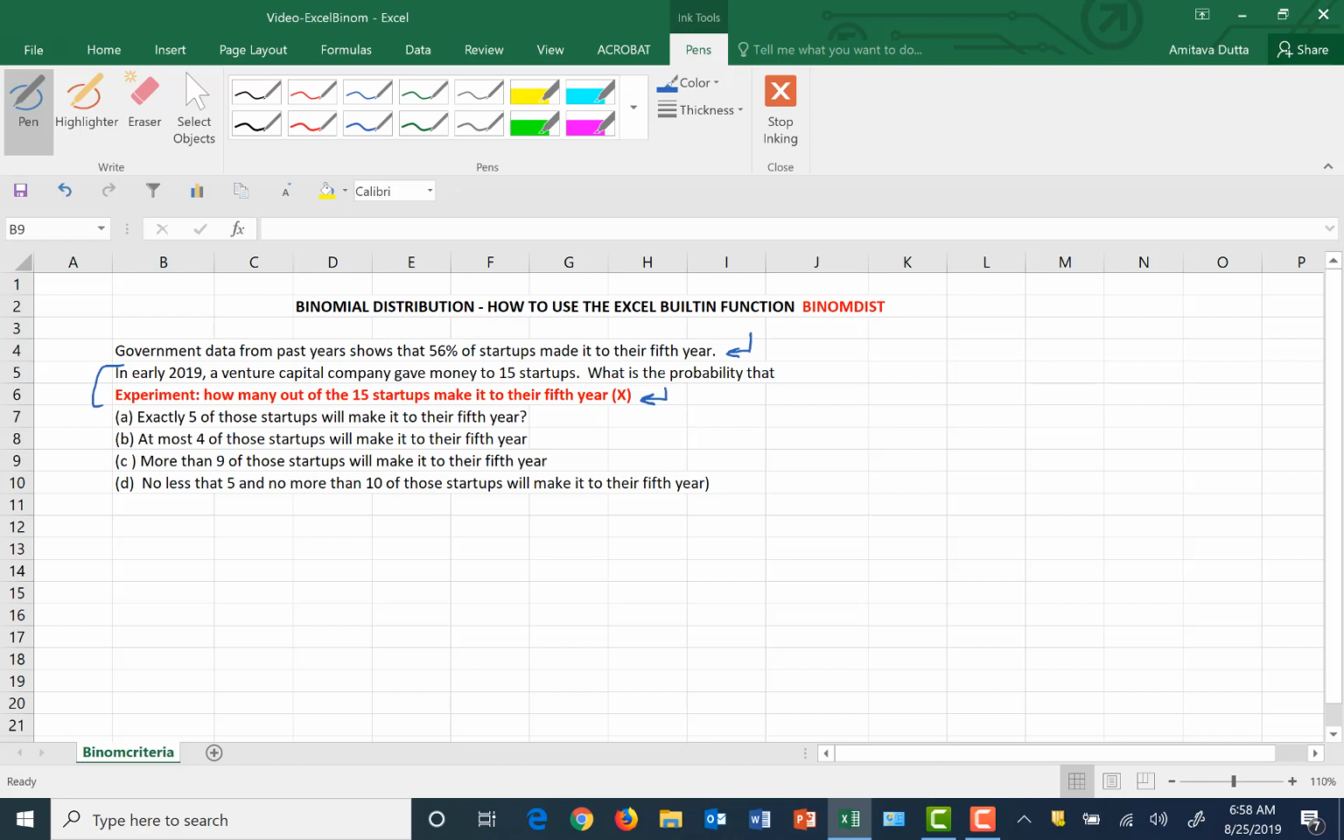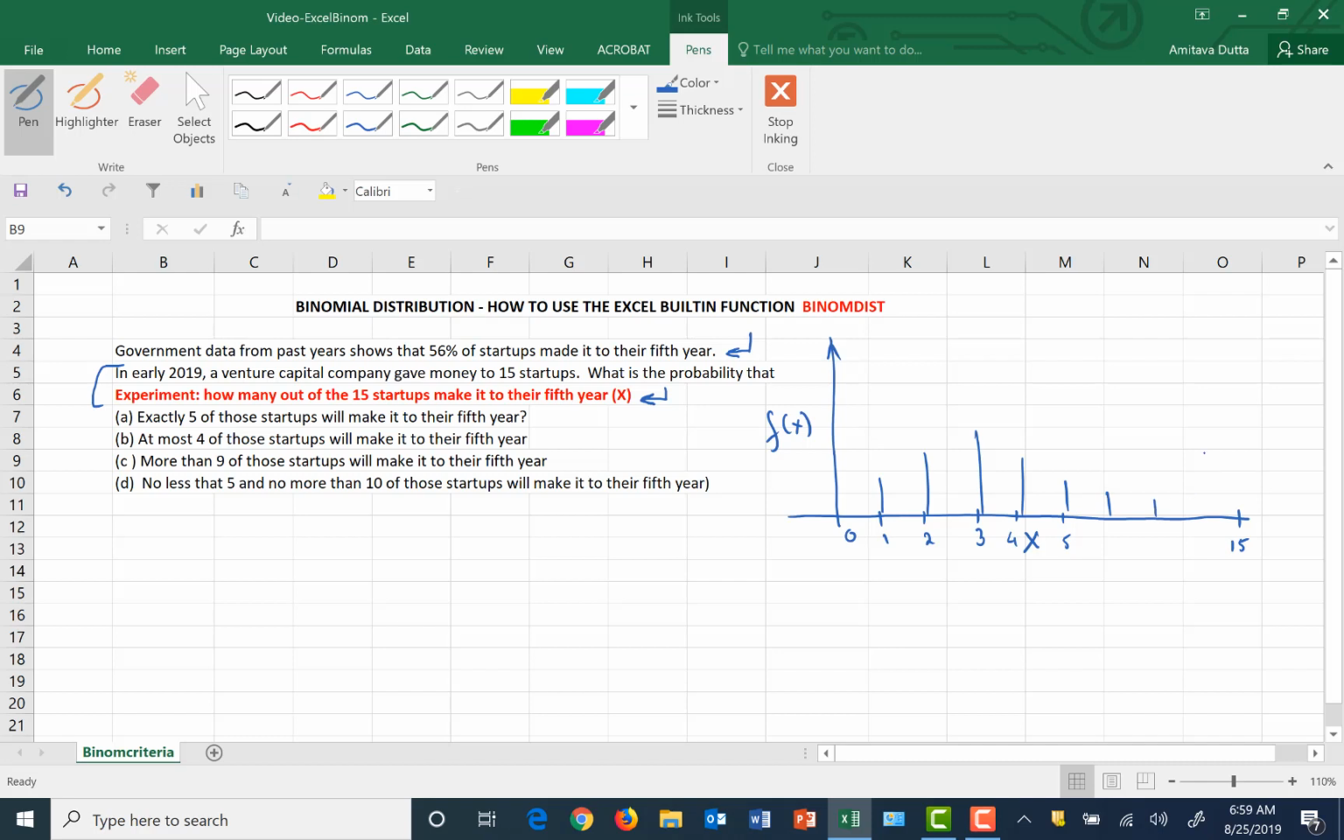If we think of the sample space and start building the probability distribution, here's the random variable x. X can take on the value 0, 1, 2, 3, 4, 5, all the way up to 15. So anywhere between 0 and 15 out of those 15 startups could make it to their 5th year. And you can use the binomial distribution to compute each one of these probabilities. Why can we use the binomial distribution?